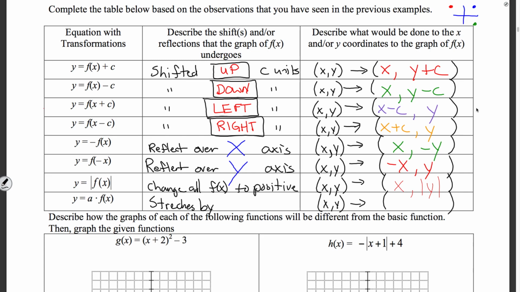But when you get to college level, you'll probably use skew. In this case, we're going to say stretches by a factor of a, or you could say it skews it by a factor.